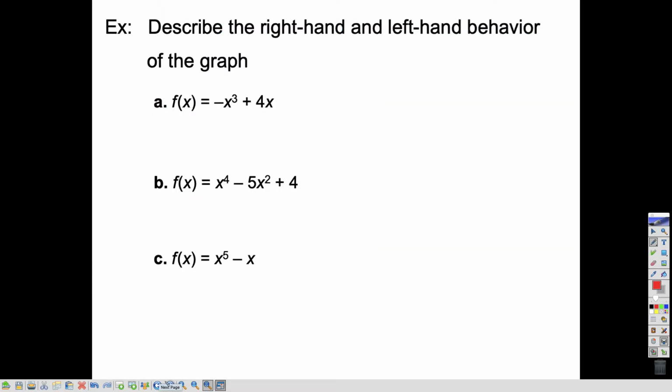Okay. Describe the right and left hand behavior, or just describe the end behavior. Do not say it in words. Do it on your paper, with arrows. You can write the equation if you want. On your homework, you can't pass on the equation. That's your only work. You're going to pass on full credit then.